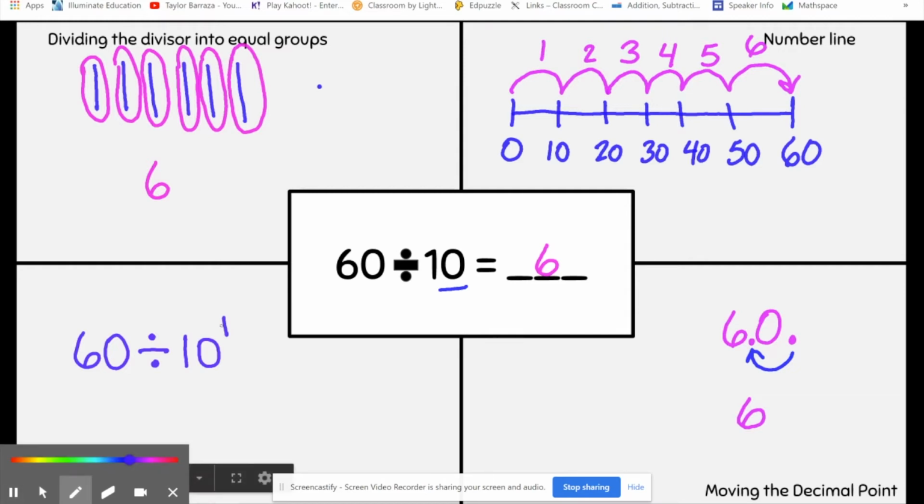At this point, you might want to pause the video in order to catch up on your notes before we move on to the next problem. When you're ready for the next problem, press play.